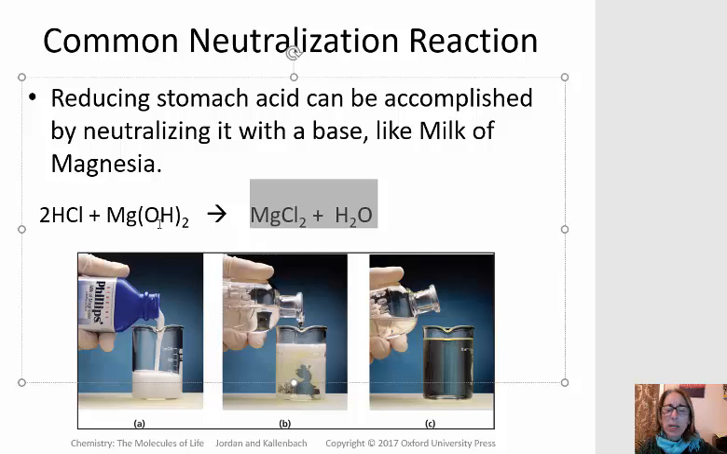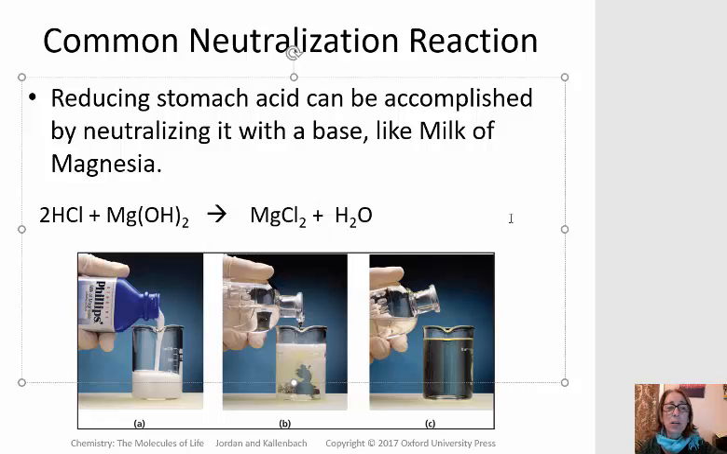And in this graphic, milk of magnesia has this milky look. That's because magnesium hydroxide doesn't dissolve in water. These are very fine chalky particles that don't dissolve in water. But when magnesium hydroxide or the milk of magnesia reacts with the acid, a reaction occurs that forms water and magnesium chloride, which is dissolvable in water.